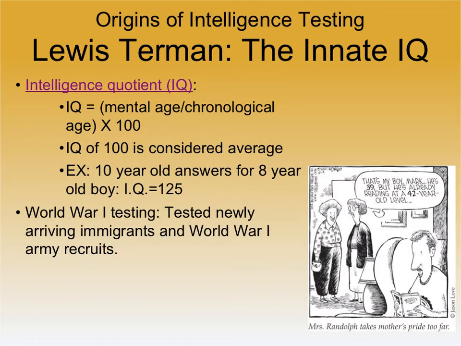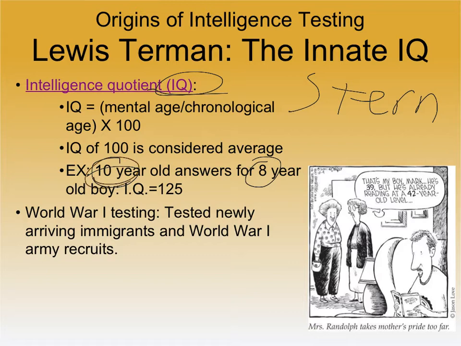Moving on. So this one we said was Stern. Stern was the one who developed this formula for IQ: mental age divided by chronological age times 100. So 100 is considered average. If you are 8 years old, but the types of responses and feedback you give on the intelligence test are more typical of a 10-year-old, that's your mental age, the age at which you're functioning. 10 divided by 8 times 100 equals 125.